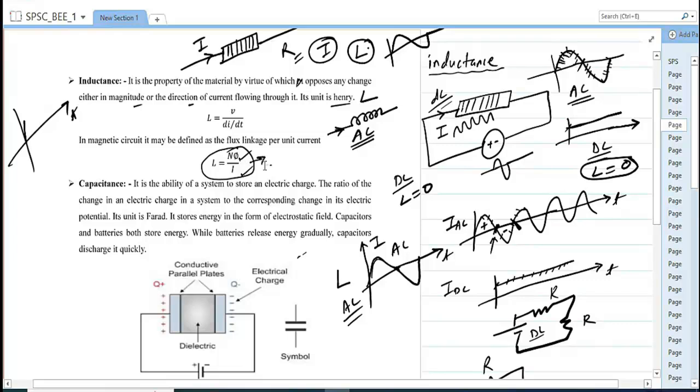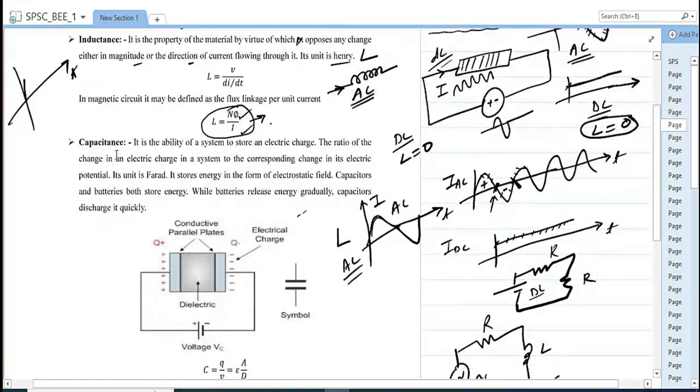Okay. Now the next property of the material is what? Capacitance. Now capacitance, as the inductance property opposes the change in magnitude and direction of the current, in the same way the capacitance property will oppose the change in magnitude or the direction of voltage. Change in magnitude or the direction of voltage, not of current. This is related to voltage.